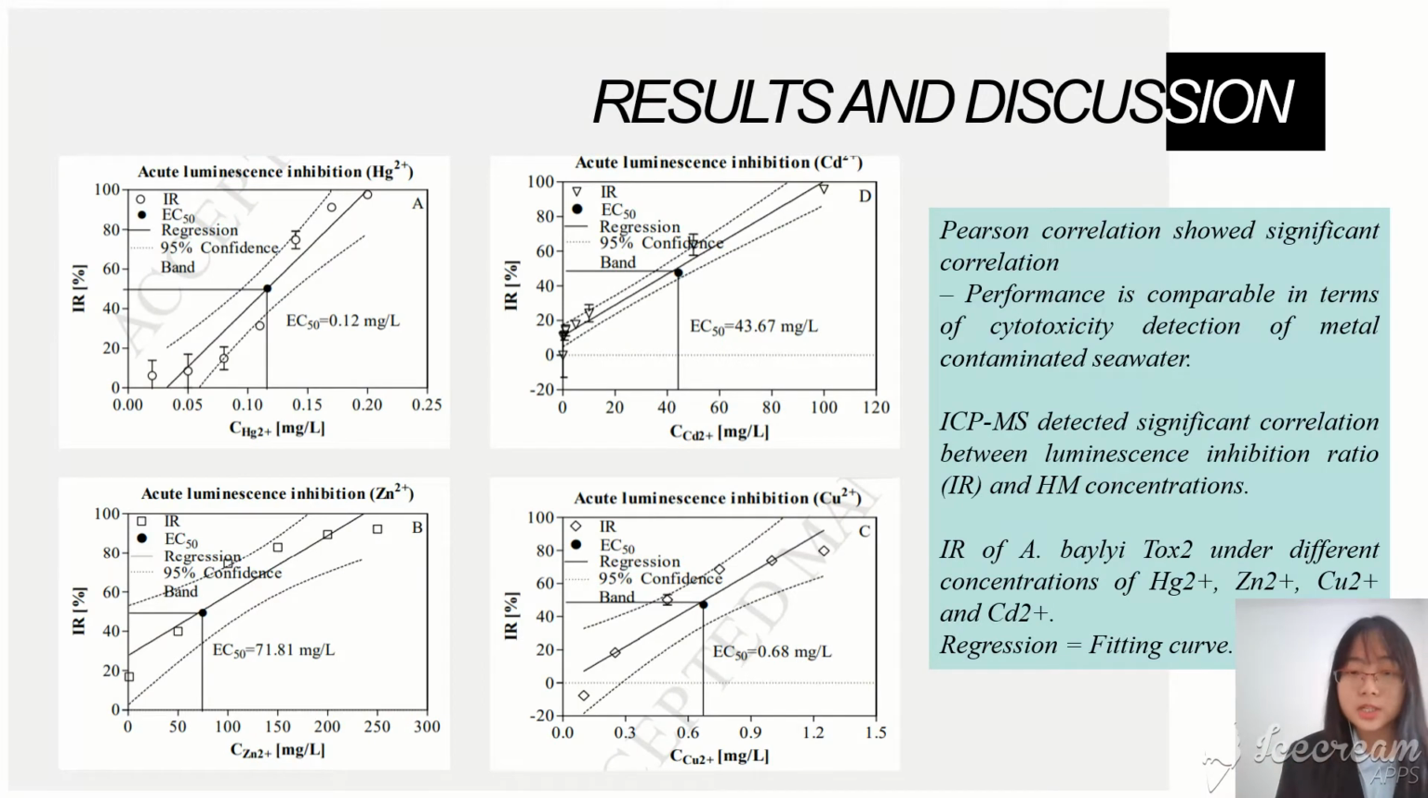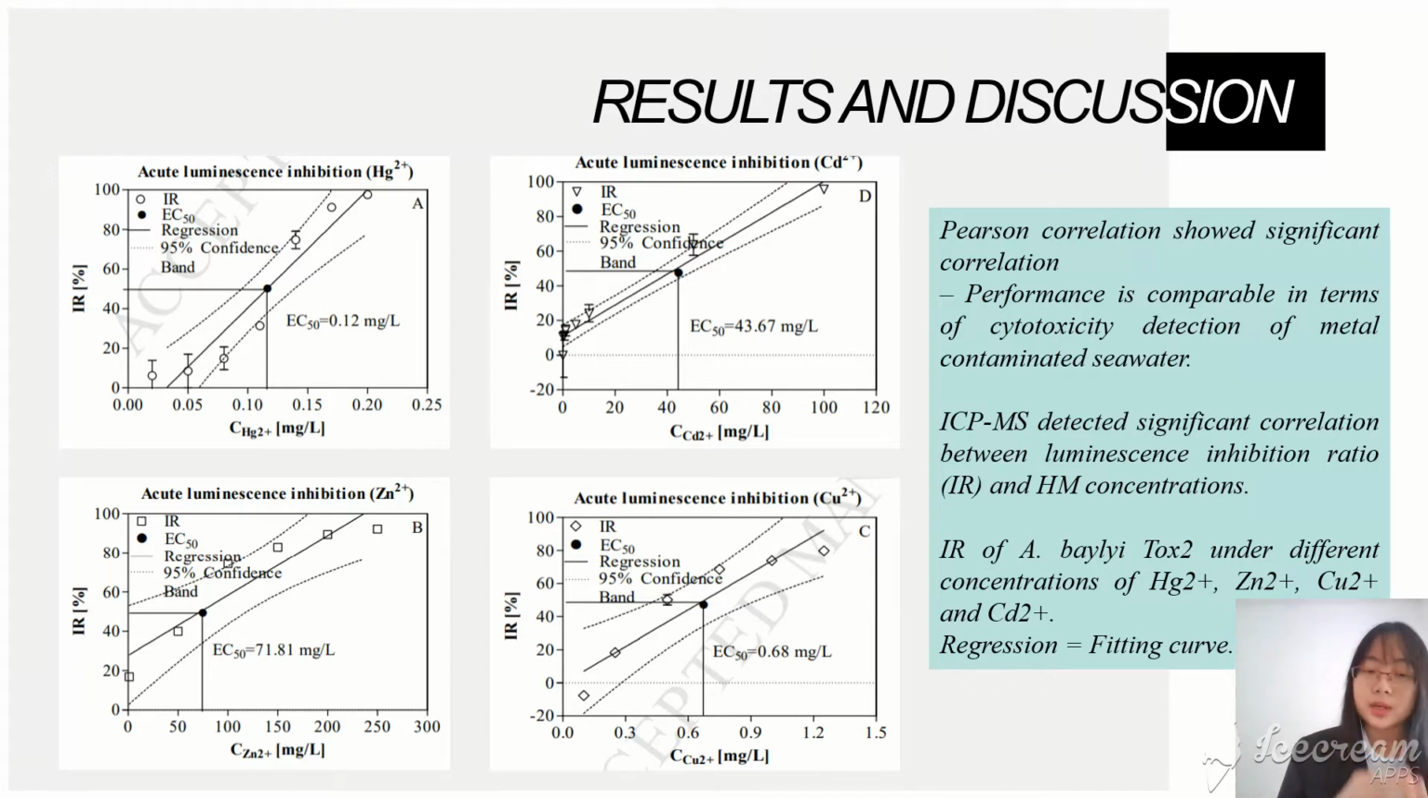So from the results and discussion, we can see that it shows significant correlation. That means that the performance of the biosensor is comparable to the fish. And also through ICP-MS, they detected significant correlation. As you can see from the graphs, when the concentration of the heavy metal increases, the luminescence inhibition ratio also increases. Alright?